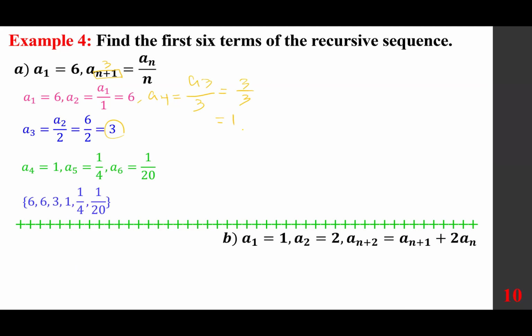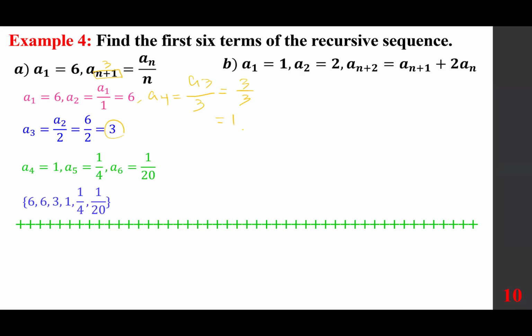Excellent. Part B. So we have A sub 1 as 1. We have A sub 2 as 2. And the general form is A sub n plus 2 is A sub n plus 1 plus 2 A sub n. Meaning, if I'm looking to find any term, I pick the previous one. And then I multiply the one before that by 2 and add them up.